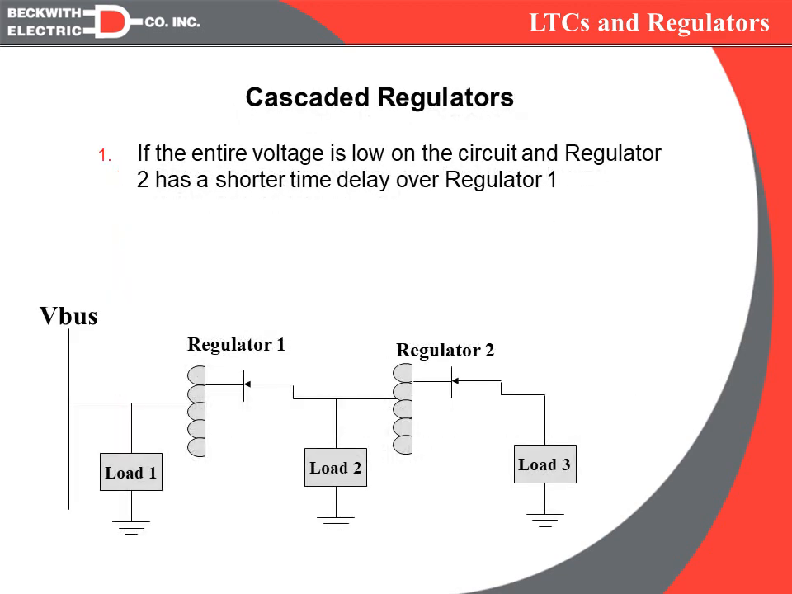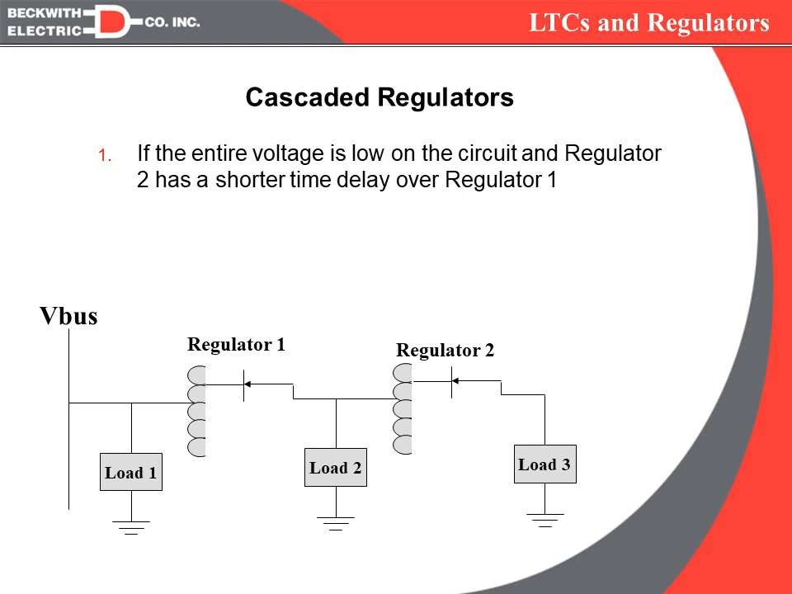Now, if we do have line regulators, the first thing we're going to have to do is coordinate the LTC or the feeder regulation at the substation with the downline regulators. And the reason we need to do the coordination is going to be shown here. So again, remember that regulators are unidirectional, which means that only the voltage on the load side of the regulator is changed by the regulator. The voltage on the source side of the regulator is not affected when the regulator operates.